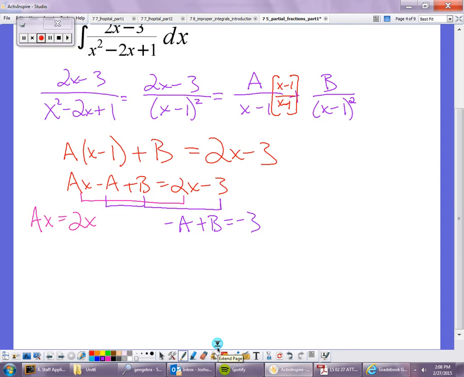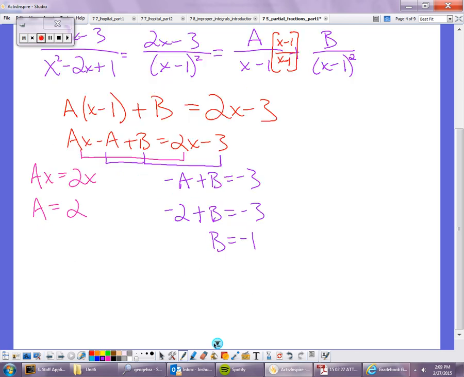So I've just separated out the x terms, set them equal to each other, and all the constant terms, and set them equal to each other. Because again, if I knew what A and B were, I wouldn't be combining the x terms and the constant terms. So if Ax equals 2x, then A is going to have to be 2. It better be, at least. So that tells me that over here I've got negative 2 plus B equals negative 3, in which case B is negative 1.